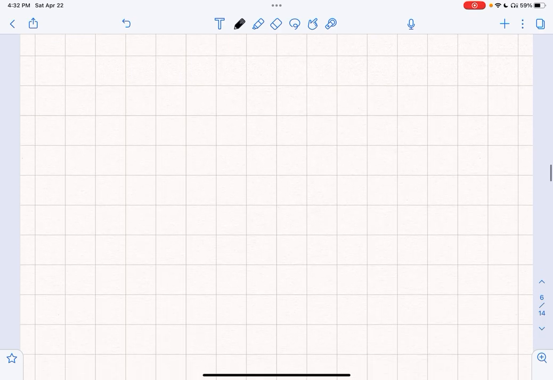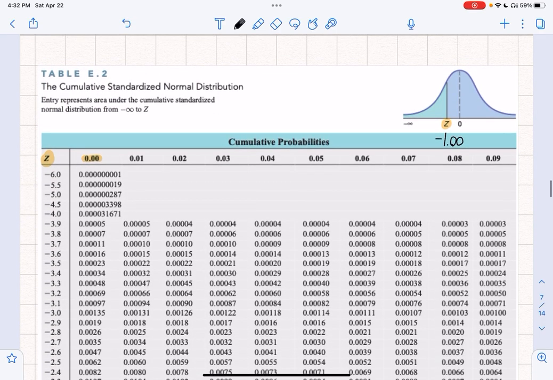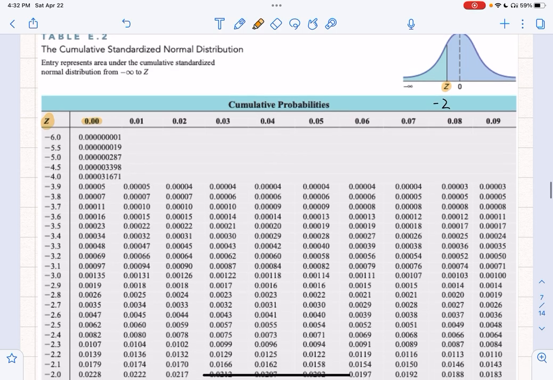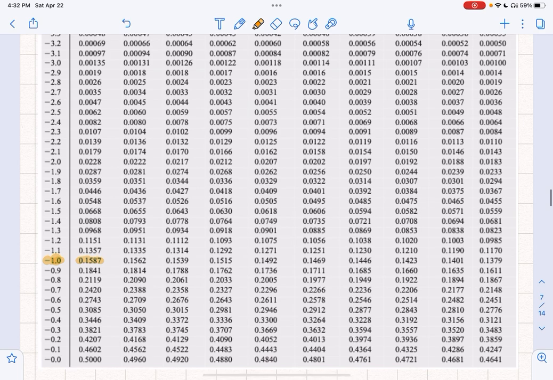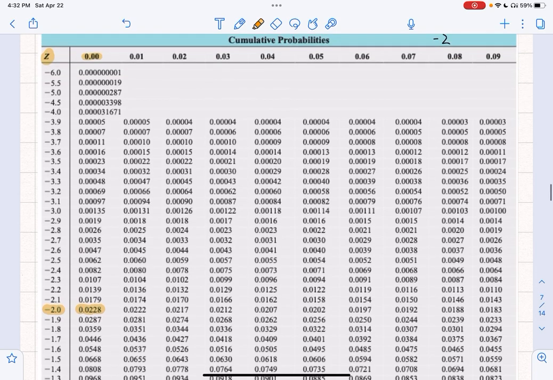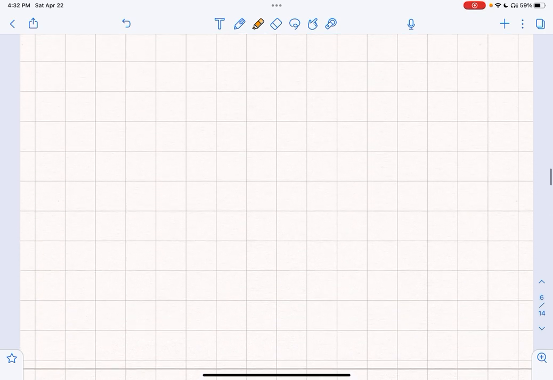So let's go to our table. So we're going to use this first table because we now have a negative value, -2. So now this is going to be -2. So I go down, okay, but we're not looking up -1. We want -2. We can see -2 here, and we get 0.0228.